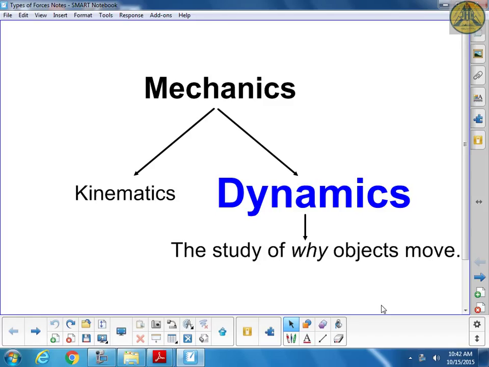So we're studying now why objects are moving. We were already studying how they're moving. Now we're going to study why they're moving. And that's ultimately an analysis of the forces acting on objects.